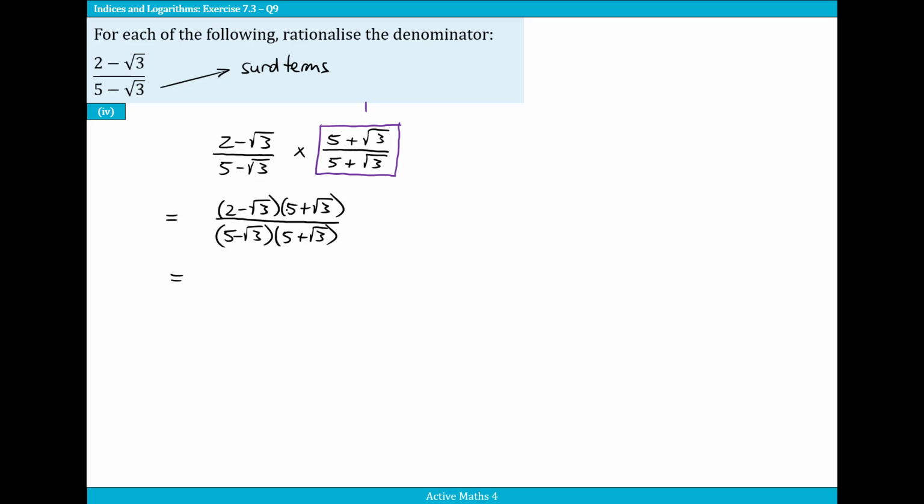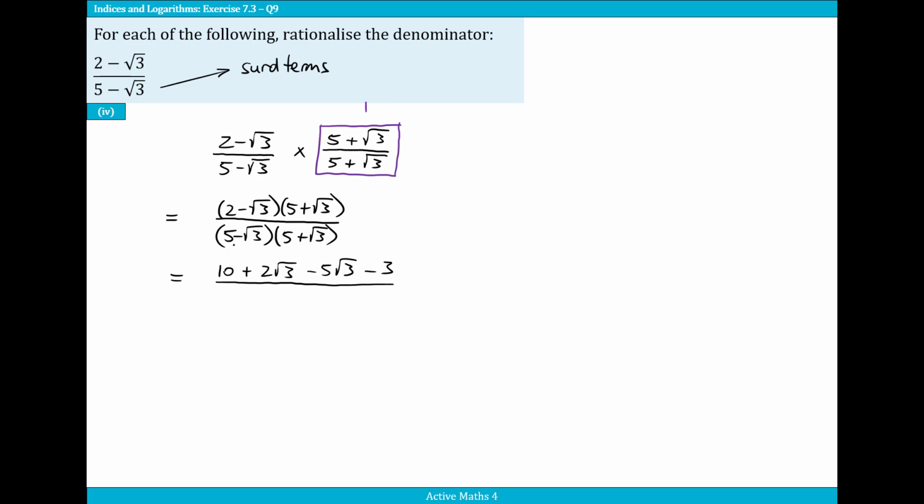So I'm going to multiply 2 by 5, which is 10, 2 times root 3, which is 2 root 3, minus root 3 by 5, which is minus 5 root 3, and then root 3 by root 3 is root 3 squared, and root 3 squared is the number 3, so that's going to be minus 3.